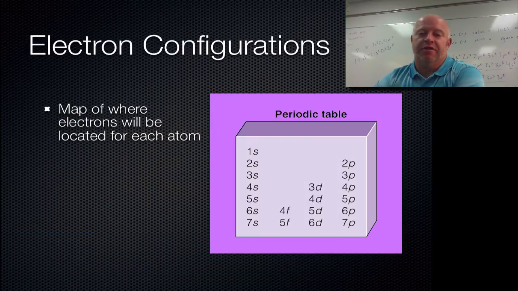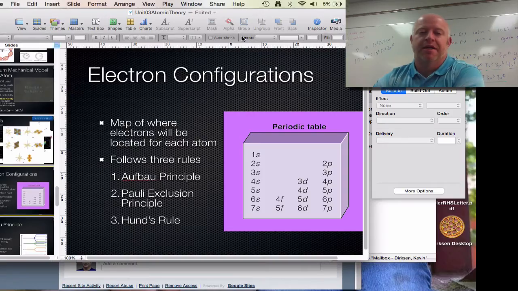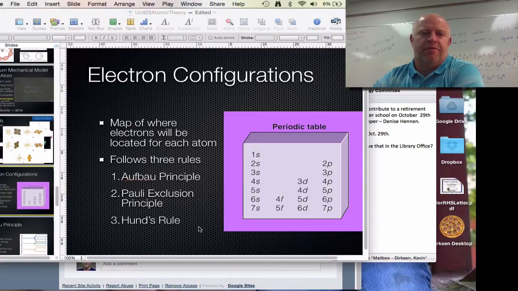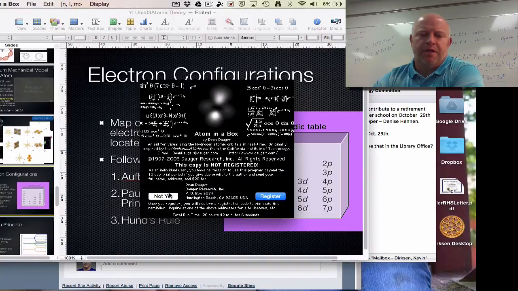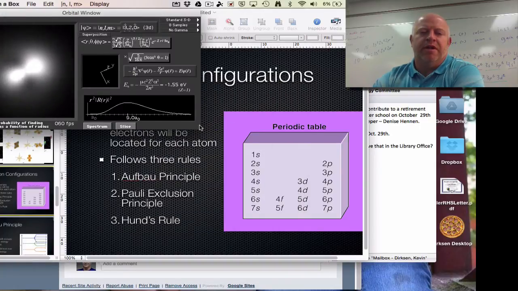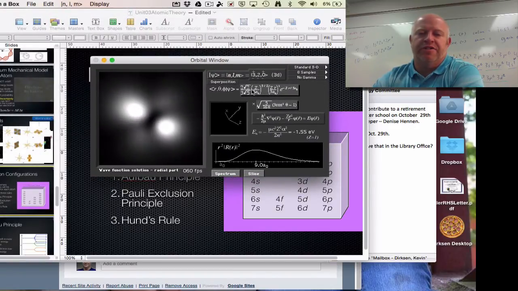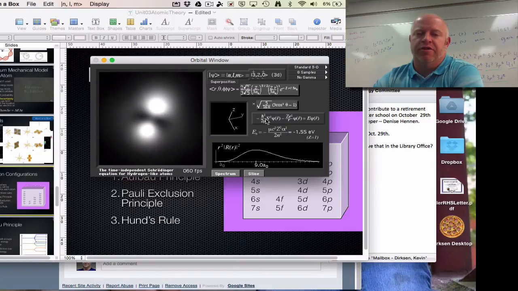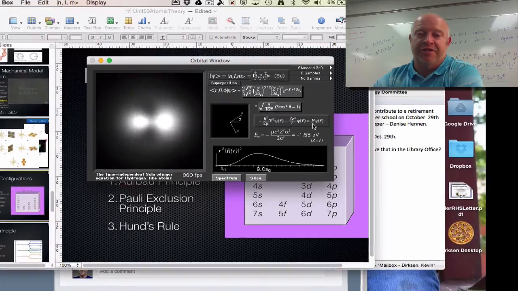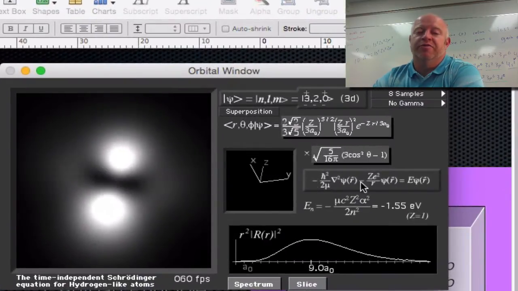So I want to take a second here to go to a program called Atom in a Box. It's a piece of software that someone wrote, I don't really know who. What it does is show us the actual wave equation from Schrodinger. So here's Schrodinger's wave equation. This is just for a hydrogen atom with a single electron, by the way.